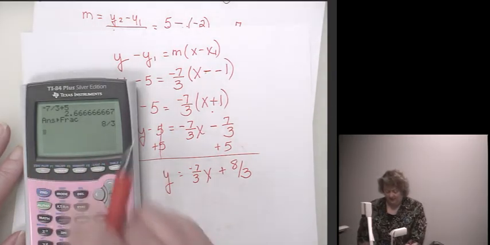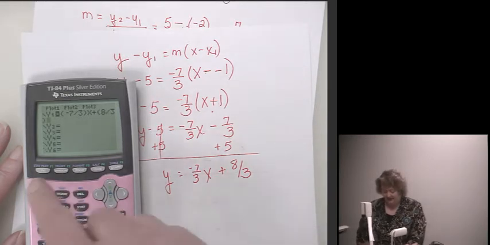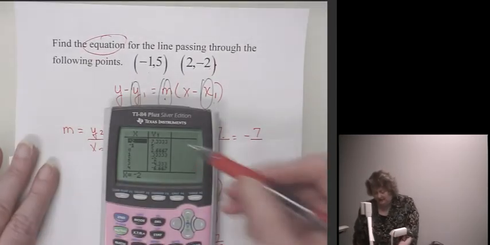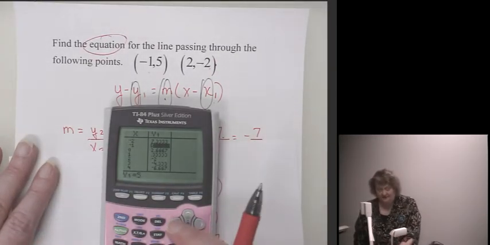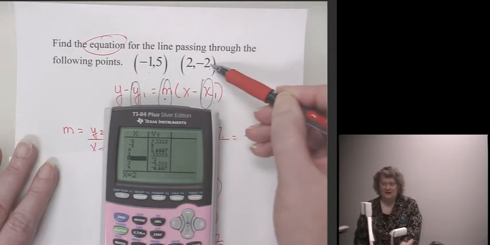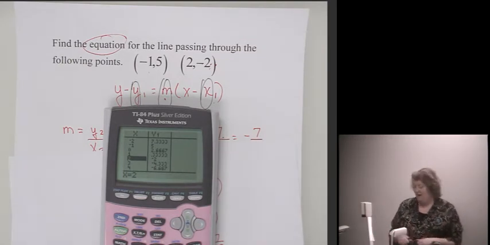So I go to my y equals, I'm going to clear everything out because there's so many mistakes, -7/3 x plus 8/3, second table, and again I'm trying to find both points, which are -1, 5 and 2, -2, which I have, which then tells me this time I've got the right answer.